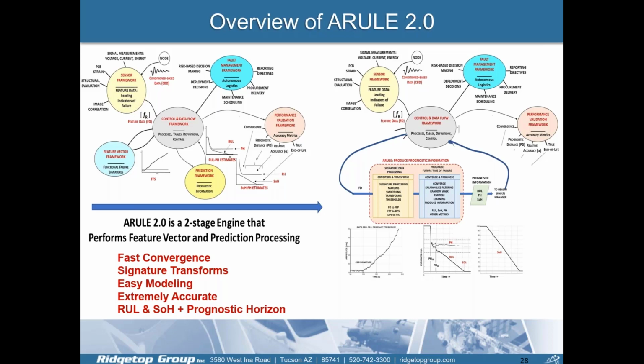We do signature transforms. We have very easy modeling. It's extremely accurate, and it produces RUL plus SOH to give a prognostic horizon. Prognostic horizon is a metric that we here at Richtop invented and added to the repertoire of PHM terms. Next.